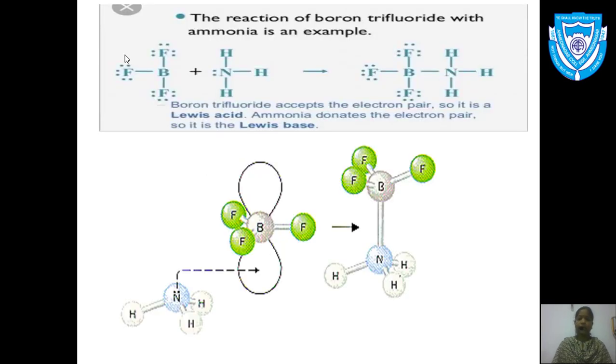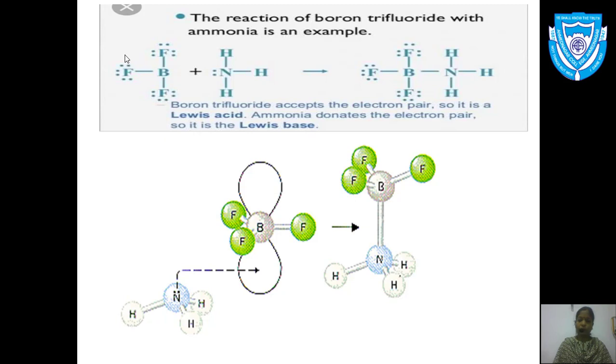Now another example here is BF3, which acts as a Lewis acid because it has an empty 2pz orbital, and a lone pair of electrons can be easily accepted in this orbital. Look at the image here, the boron trifluoride molecule. The three fluorine bonds are at an angle of 120 degrees, and BF3 has sp2 hybridization, in which the 2pz orbital is not involved in the hybridization and remains empty. In that orbital the ammonia, which acts as a base, transfers the pair of electrons and the bond is formed between boron and nitrogen.